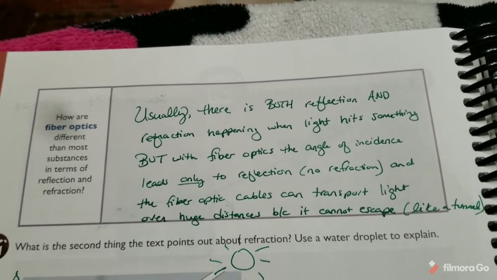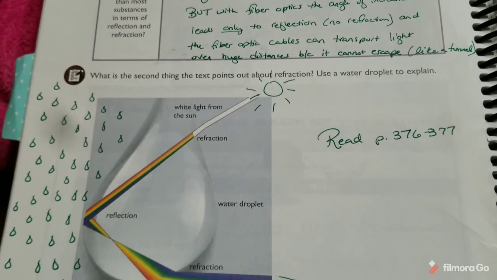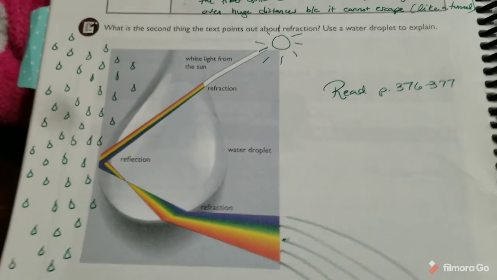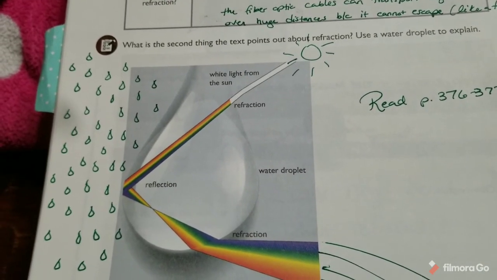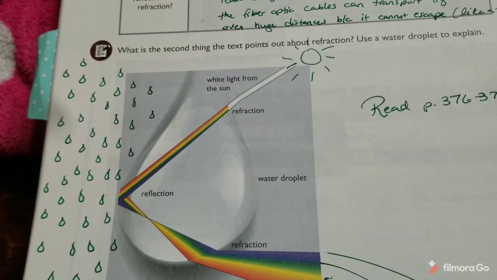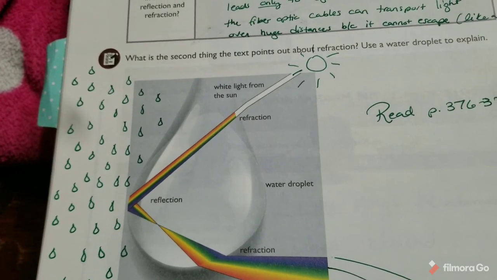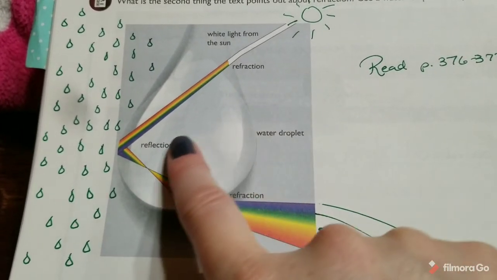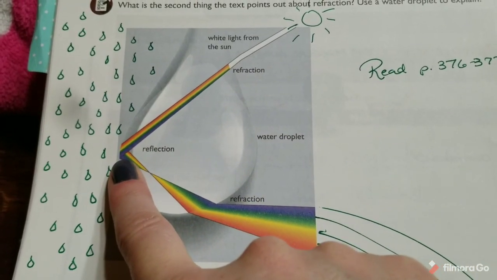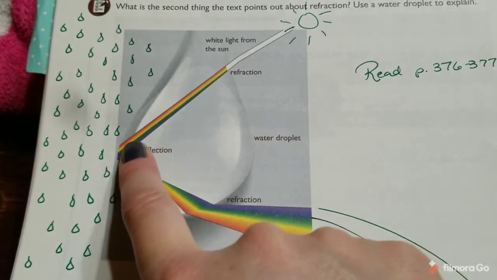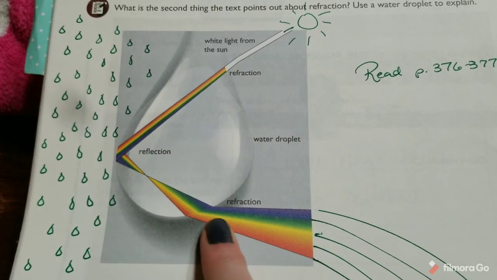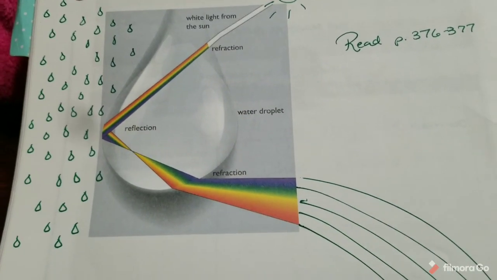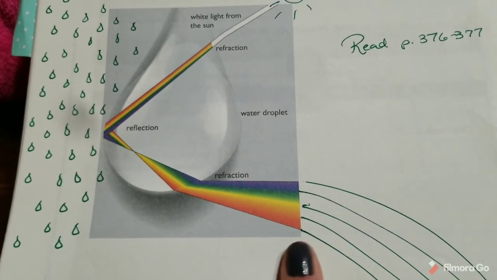All right. So the second thing it points out about refraction, I have a reference to go to here. Let's see here. I love this picture of how sunlight hits a water droplet, and the whole spectrum of the sunlight is reflected, and some of it is refracted into a beautiful rainbow.